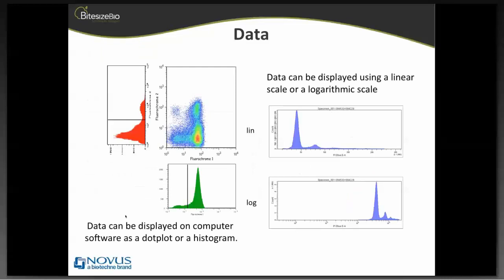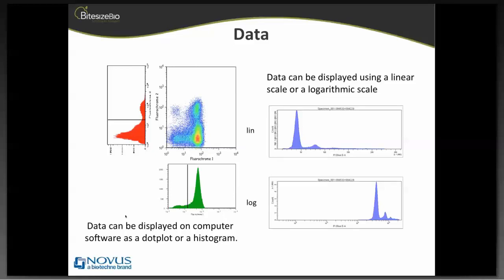What does our data look like? We can actually see each cell on the screen as a dot. We can look at them as a histogram or dot plot. So on the left-hand side you can see that we can look at one parameter at a time on a histogram, but we actually get a lot more information if we were to put that together to see a dot plot, where we can actually see how populations are related to each other.